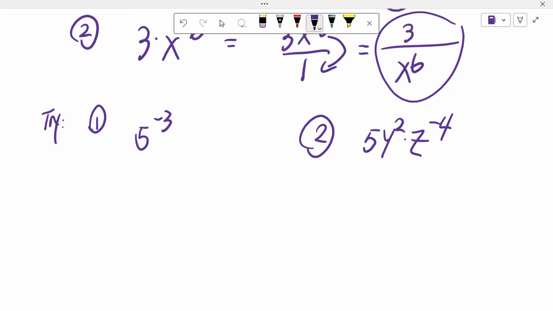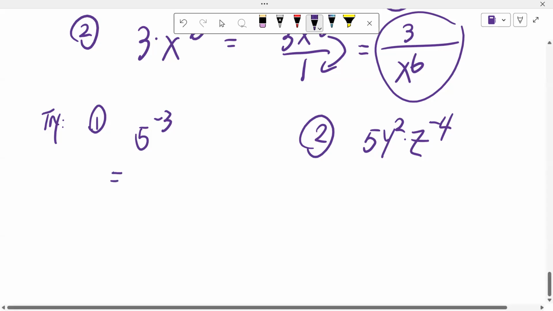Okay, let's go over the solution here. First one, we have 5 to the negative 3 over 1. Now flip this to the denominator, and it becomes 1 over 5 to the third power. And this becomes 1 over 5 times 5 times 5, that's 25 times 5, 125.